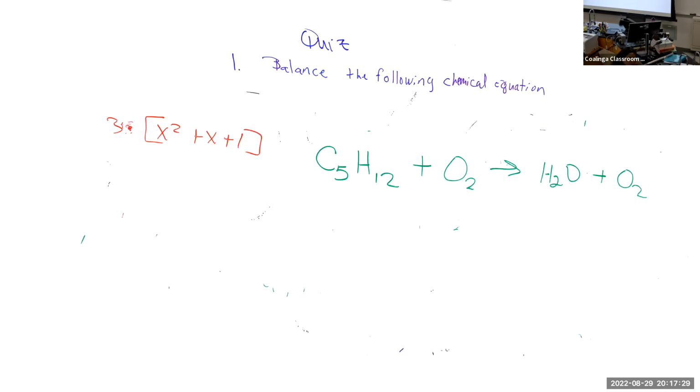Okay. You guys ready? Okay, so we're starting off with the first one. How many carbons? 5. How many hydrogens? 12. How many oxygens? 2. On the other side, how many? Okay, all right. Got a whole carbon. 1. How many hydrogens? 2. Okay, it's the balance.